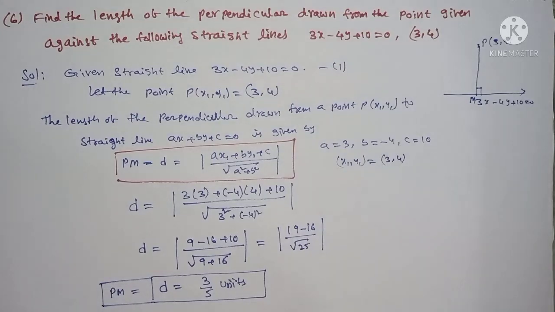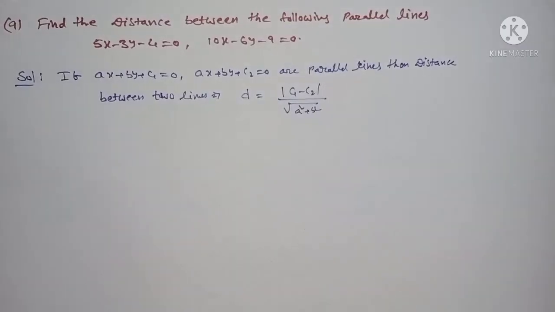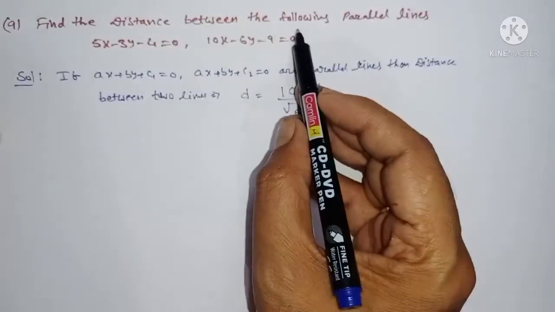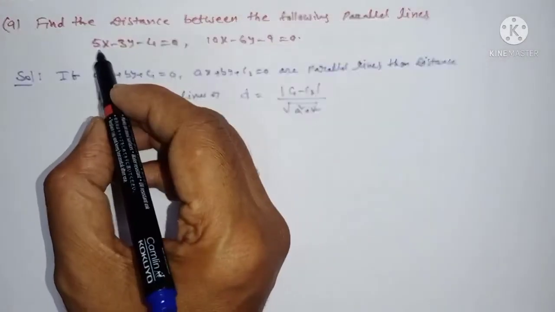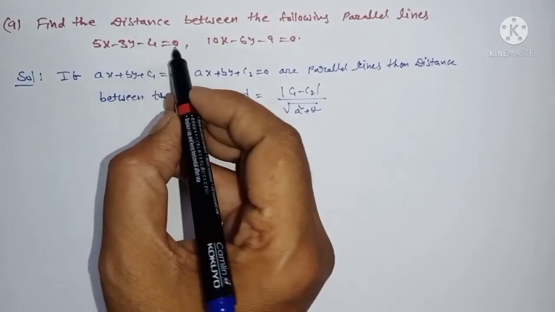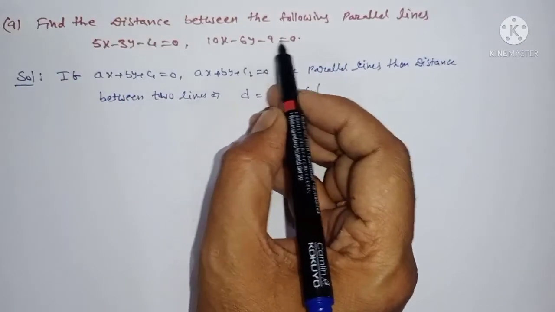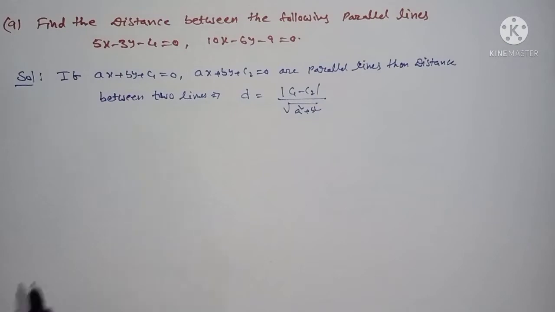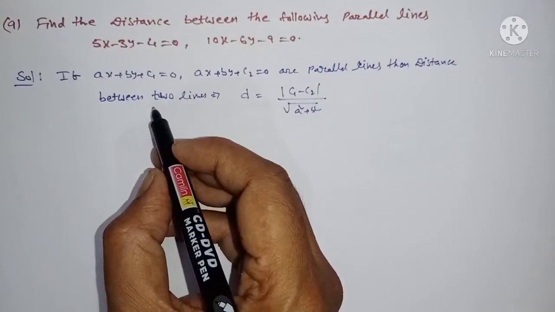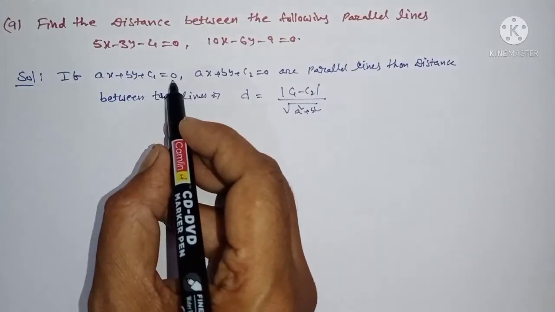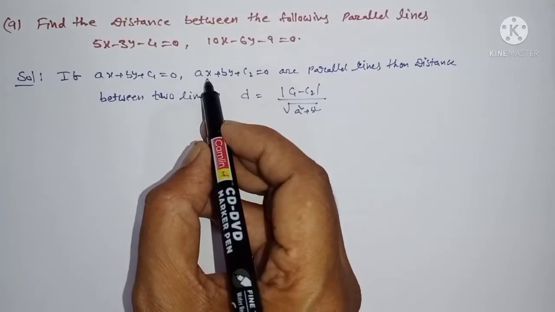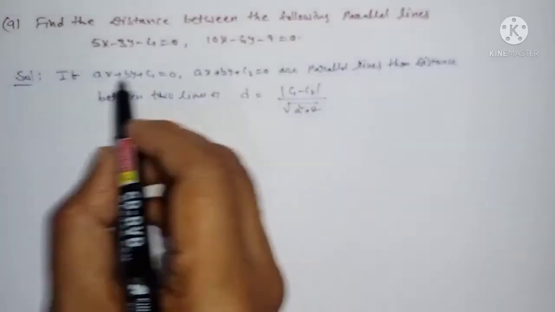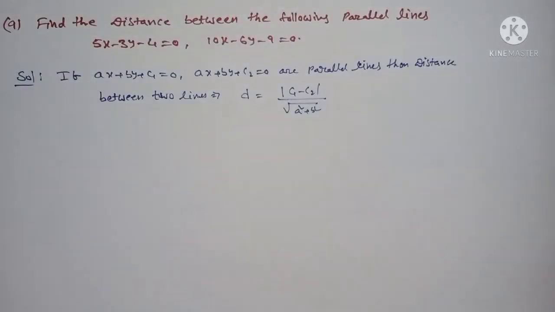Okay, next question is, find the distance between the following parallel lines. It is given 5x minus 3y minus 4 is equal to 0, 10x minus 6y minus 9 is equal to 0. Okay, I am writing the formula here first. ax plus by plus c1 is equal to 0, ax plus by plus c2 is equal to 0. Here the x and y coefficients must be the same. The x coefficient is the same as this, and the y coefficient is also the same.